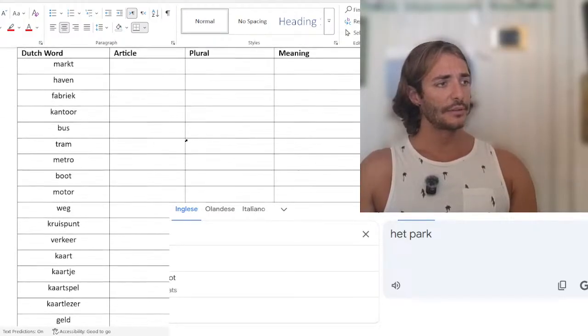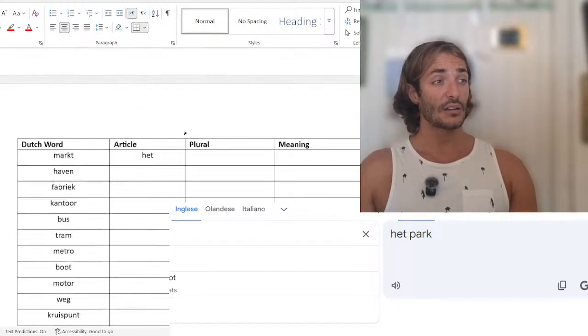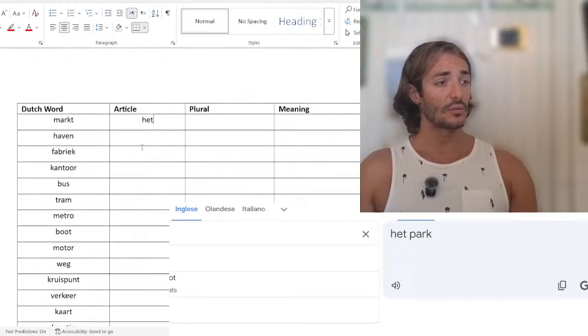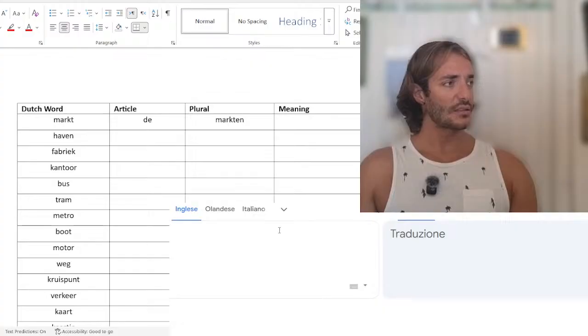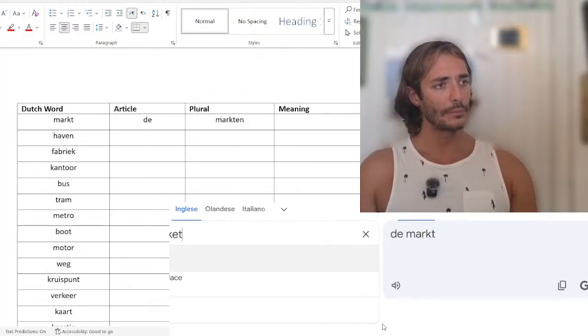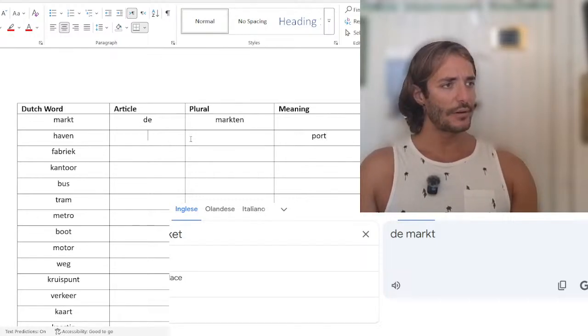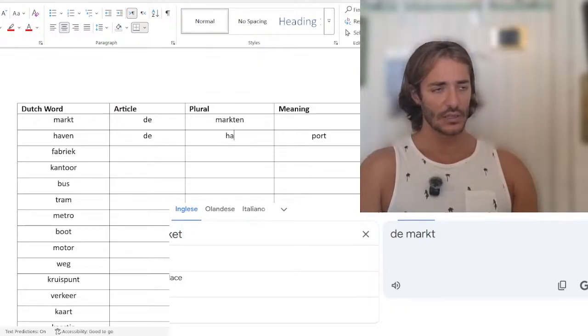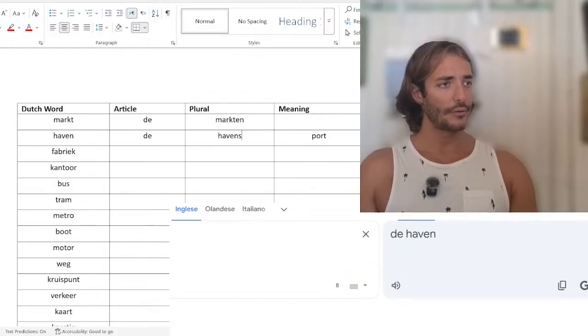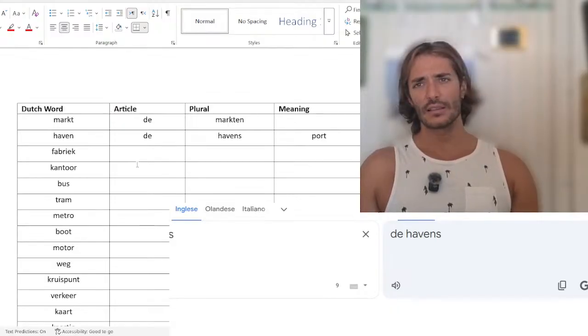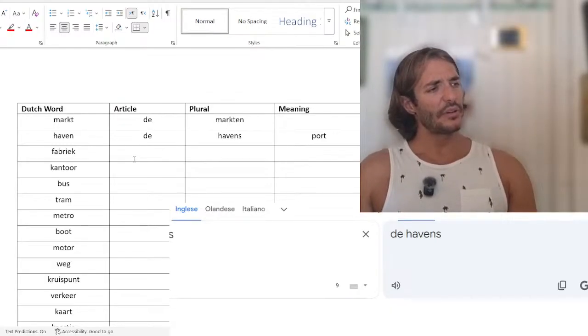All right. Markt. Het markt. What was the supermarket? The supermarket. So it's the markten. This is the market, no? Yeah. Hafen. This is a port. The hafen. Let's check the ports. Yeah. De fabriek. This is like an industry, no? I think like, yeah, an industry.